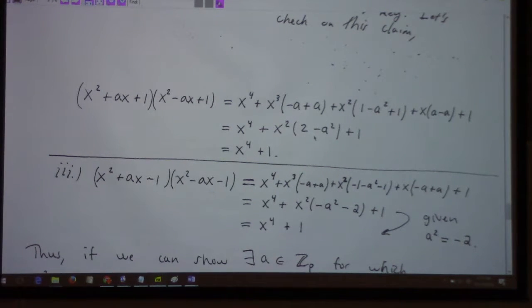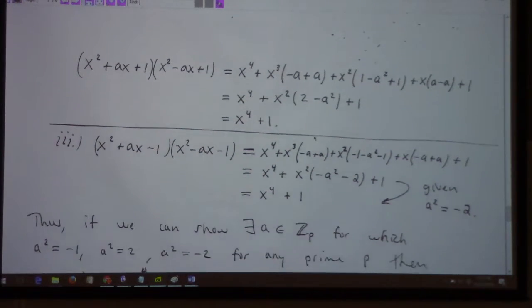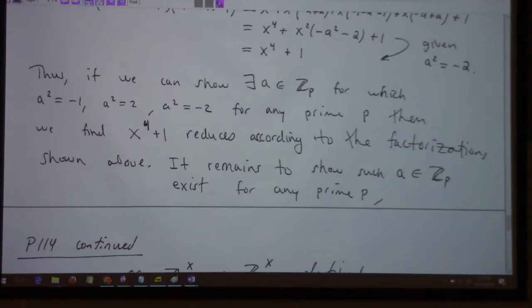So indeed, if there always exist solutions in cases 1, 2, and 3, an element a such that a squared is congruent to 1, 2, or minus 2 mod p, I said minus 1, I think I was supposed to say, then we can factor it. And in fact, that's the case, and the argument is pretty slick.